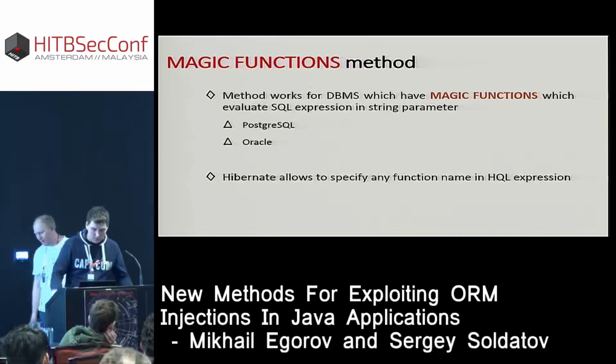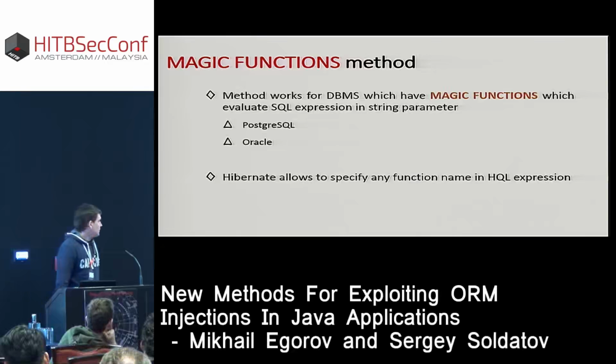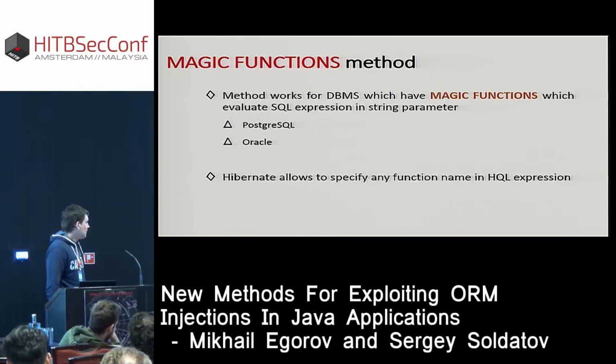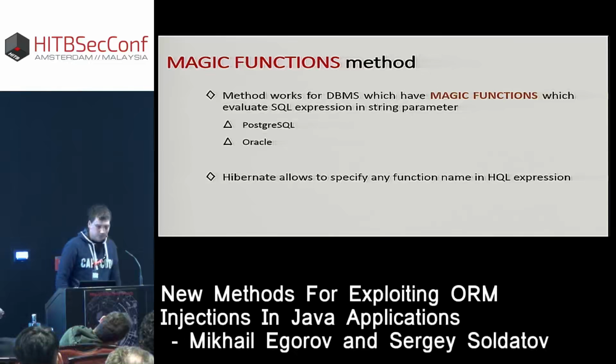The third method, we named it the magic functions method. It works against database management systems that have magic functions that we can use in a SQL expression. These magic functions evaluate a SQL query from a string parameter passed to the magic function. There are magic functions for PostgreSQL and Oracle. And the reason why this technique works is because Hibernate allows specifying arbitrary function names in HQL expressions.